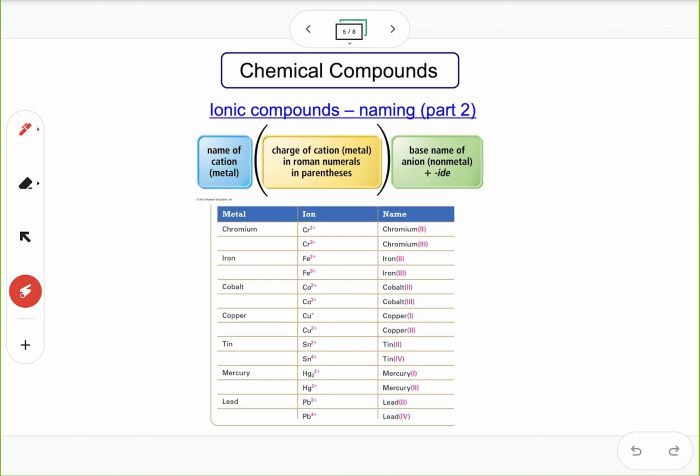So in this case, how do we name ionic compounds that have these types of metal ions? Here is the rule that we need to follow. Let's take a look at some examples. FeCl2. This is the formula of this ionic compound. How do I name it?